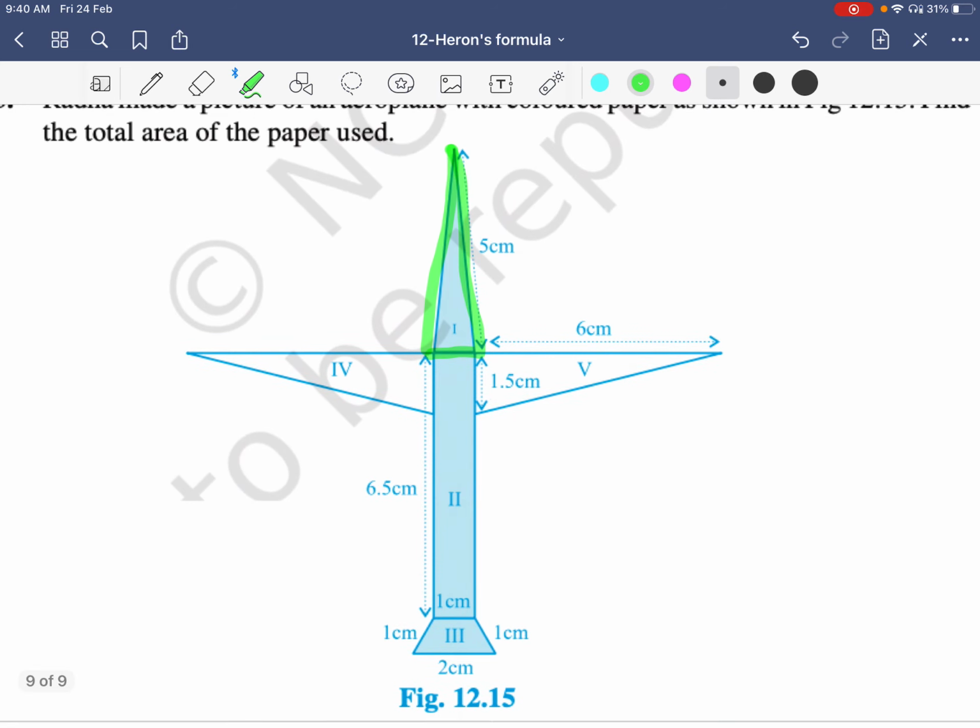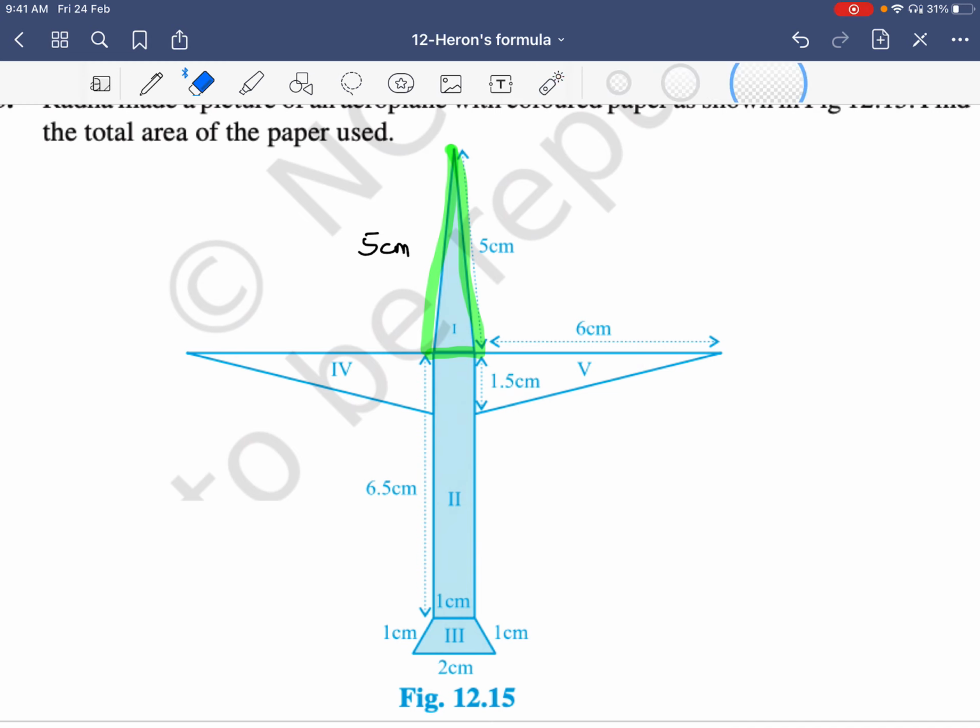Now if you look at this triangle, it's an isosceles triangle because it has to be a symmetrical aeroplane. So this side is going to be equal to this side. Since this side is 5 centimeter, this side should also be 5 centimeter. So I'm going to note that down. Now this side of the triangle, since part number 2 is a rectangle, this side, which is breadth, is going to be equal to this side. So this is 6.5, this is also 6.5, and this is 1, and this will also be 1.